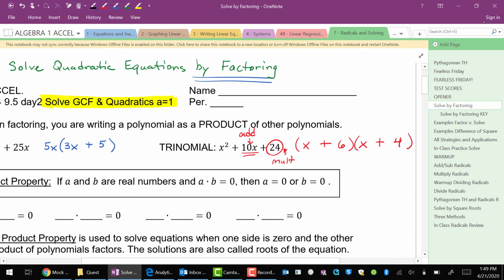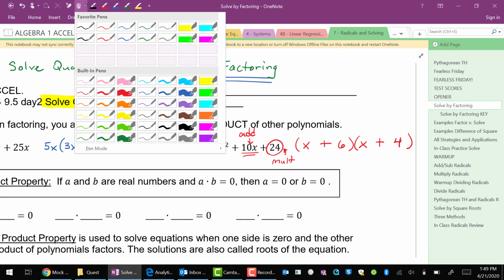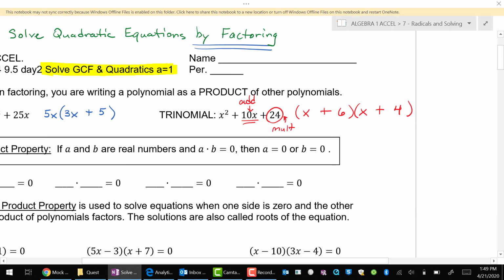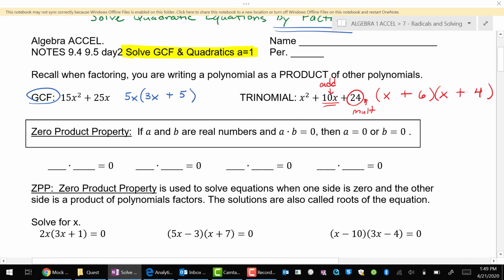The way to solve equations now using factoring is to use a property that we call the Zero Product property. And it essentially says this, that if a and b are real numbers and the product of the two numbers equals 0, then either a has to be 0 or b has to be 0. One of those must be true in order for your equation to be true.